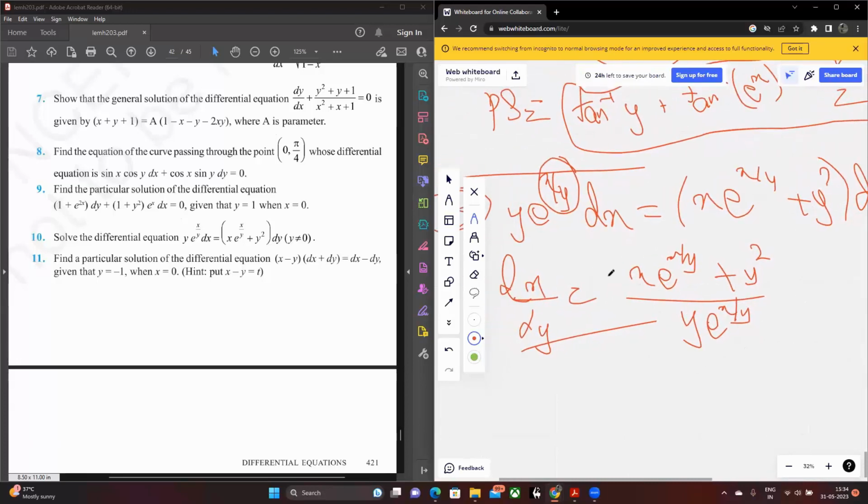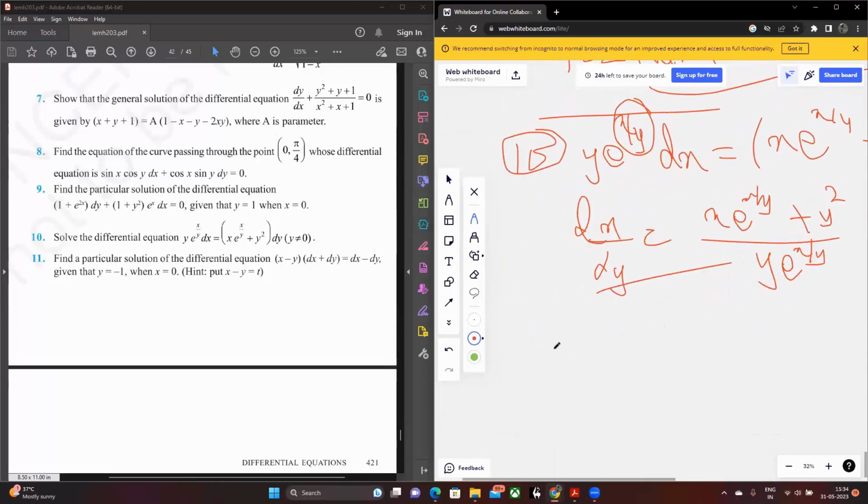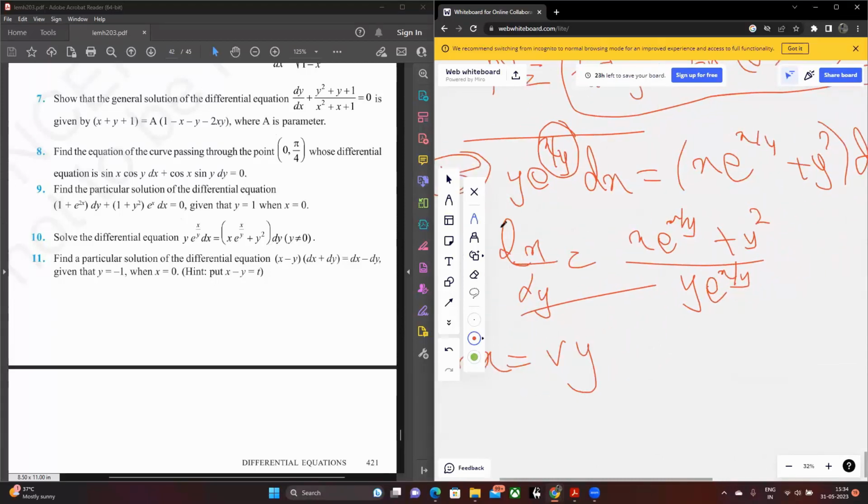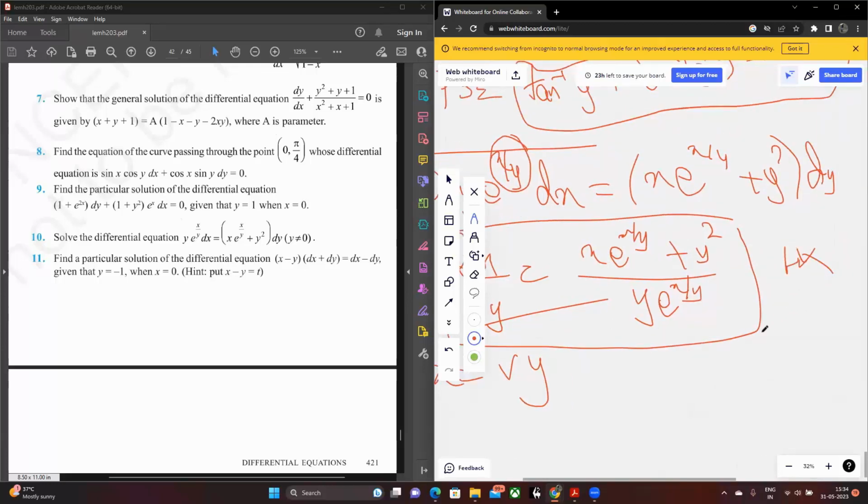Now we'll make the substitution x equals vy. Notice that this is not exactly homogeneous in the original form.